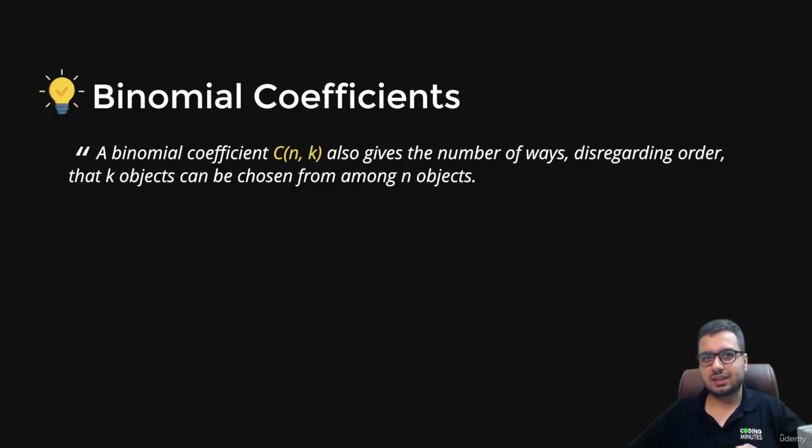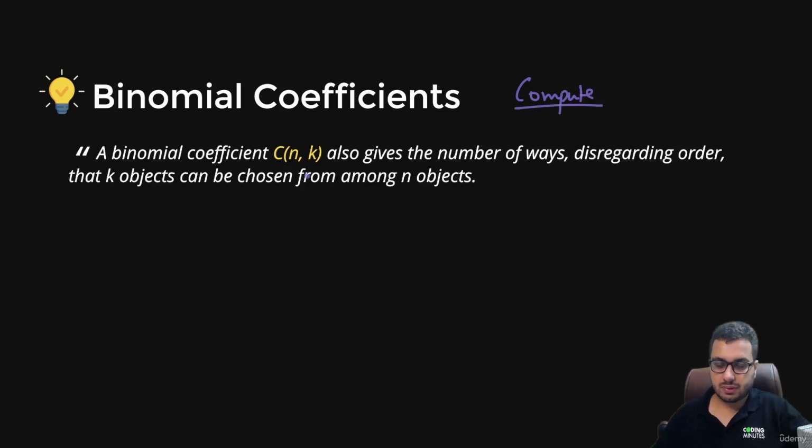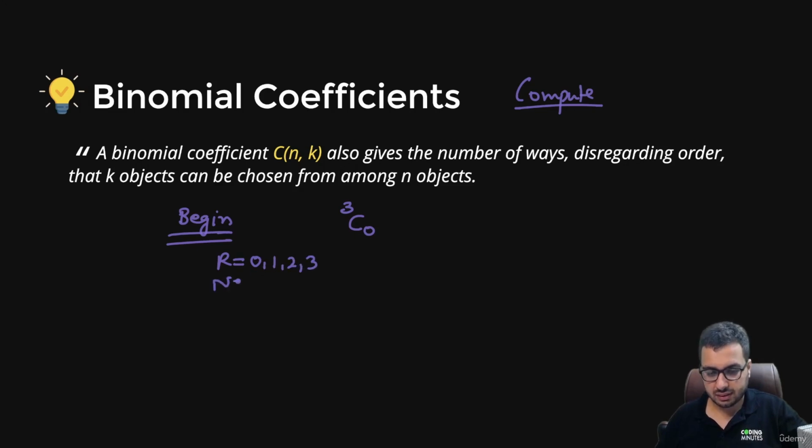Hi everyone, in this lecture we are going to talk about binomial coefficients and how we compute the value of a binomial coefficient. That's what we are going to look at. One property of binomial coefficients before we begin is that they are symmetric. For example, let's say we compute binomial coefficients for n equal to 3, the value of r is going to vary from 0 to 3. Let's say r is 0, 1, 2 and 3, and n is 3.